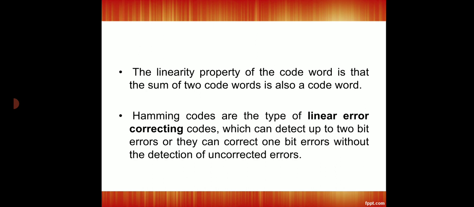The linearity property of the code word is that the sum of two code words is also a code word. Hamming code is a type of error correcting code which can detect 2-bit errors, and it can also correct 1-bit errors without the detection of uncorrected errors.